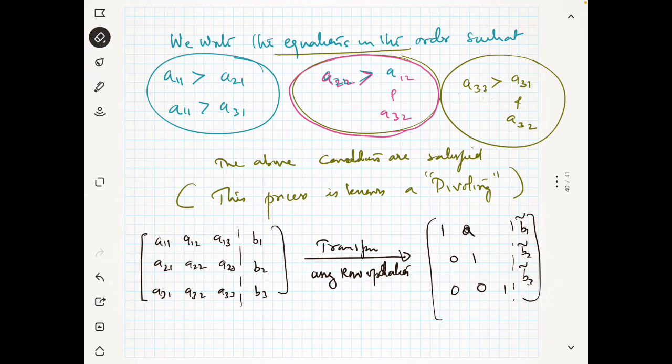Something like, I will not denote it as something. A12 tilde and A13 tilde, and this is A23 tilde. So you will be transforming this matrix into this particular form.